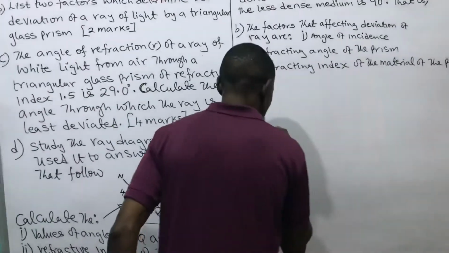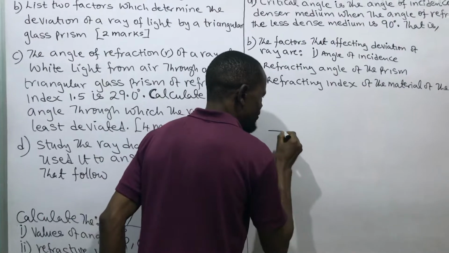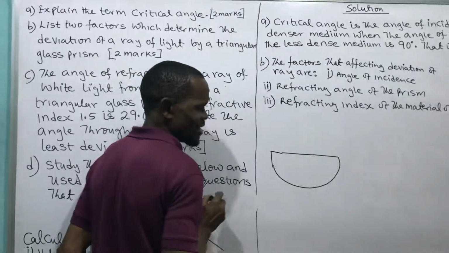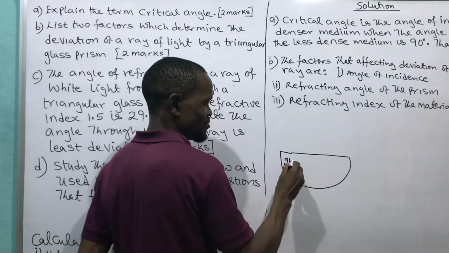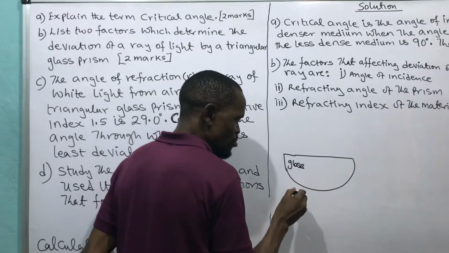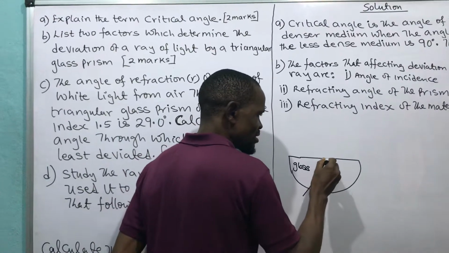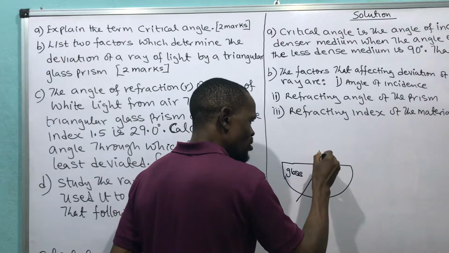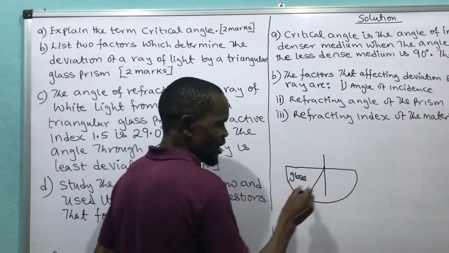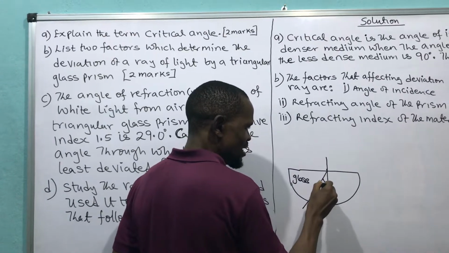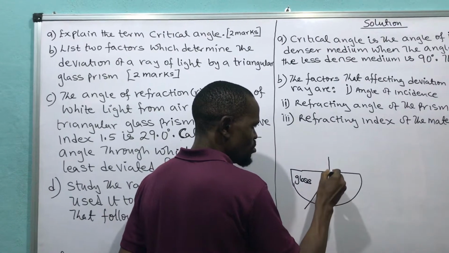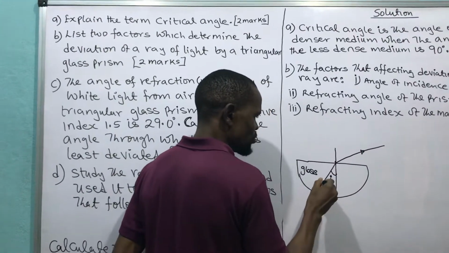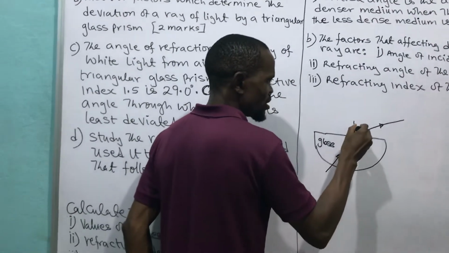Let's see what I mean by that. I have this, this is glass. Then my ray moves from this glass and strikes this place, and I draw my normal. This is the angle of incidence. This ray will move this way. This is the ray in, this is the ray out, and this is the angle of refraction.